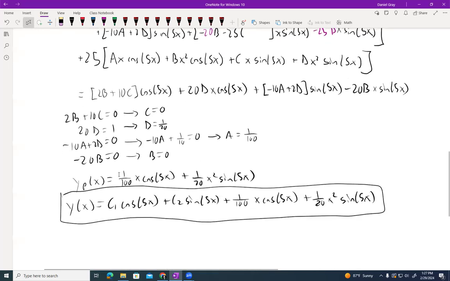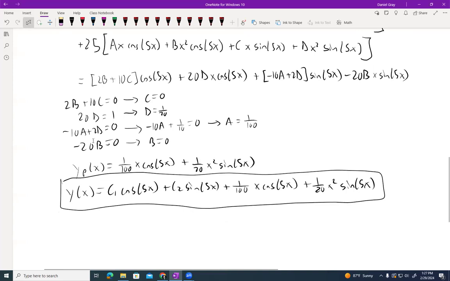So some of these are really easy to solve, right? So for instance, negative 20b equals 0. That implies that b has to be equal to 0. So now plugging in that b is equal to 0, we get that 10c has to be equal to 0. So c is also equal to 0. So b and c are just gone. Okay. To get my d term, I just divide by 20. So d is equal to 1 over 20.